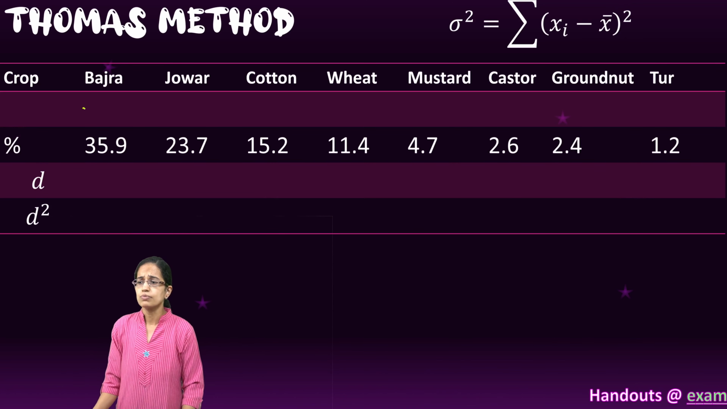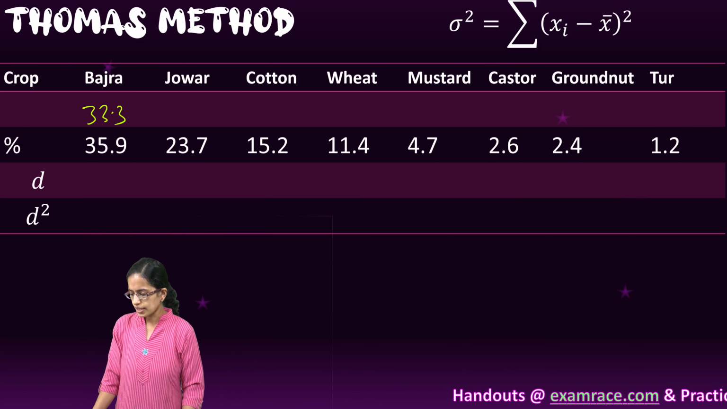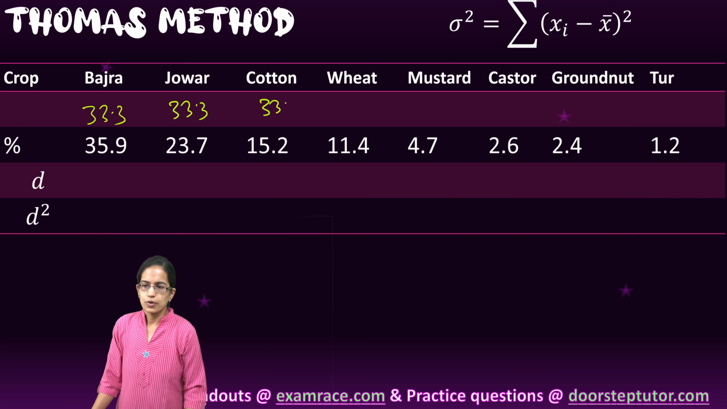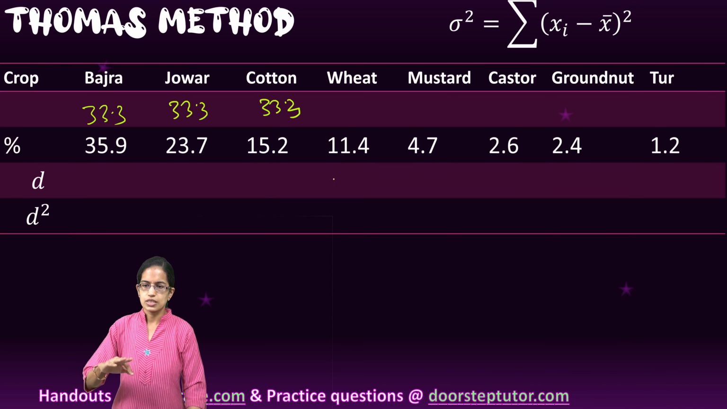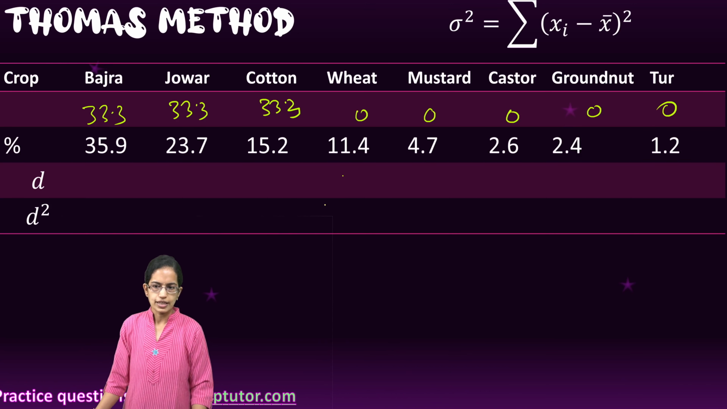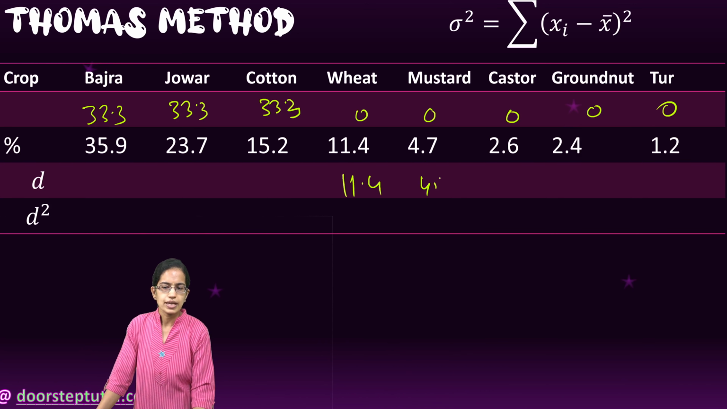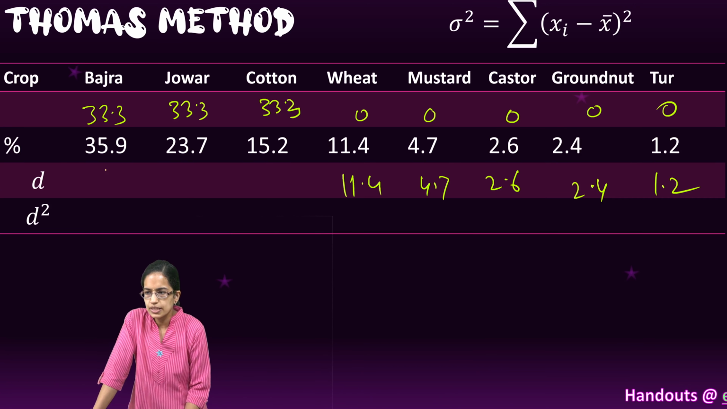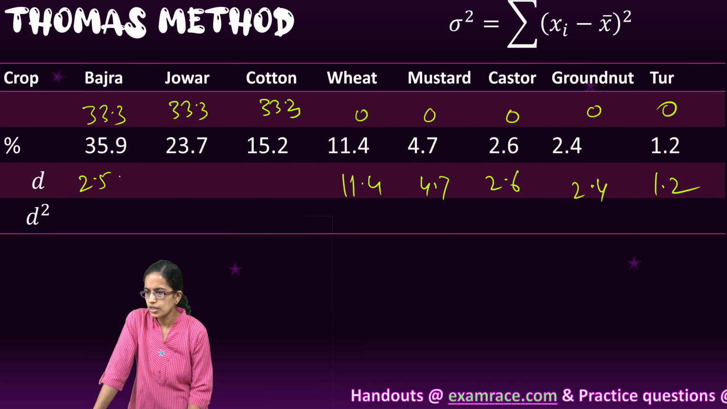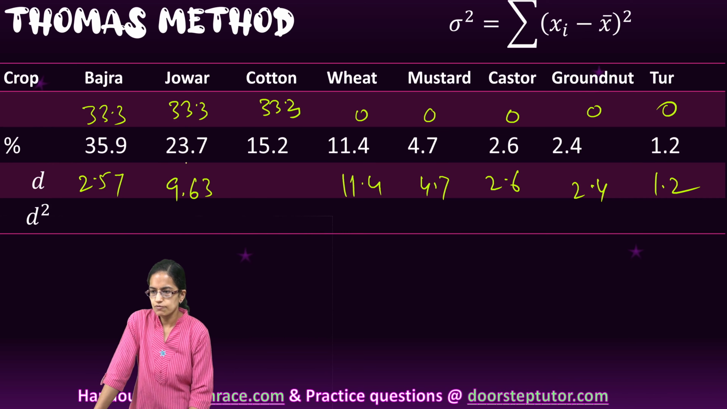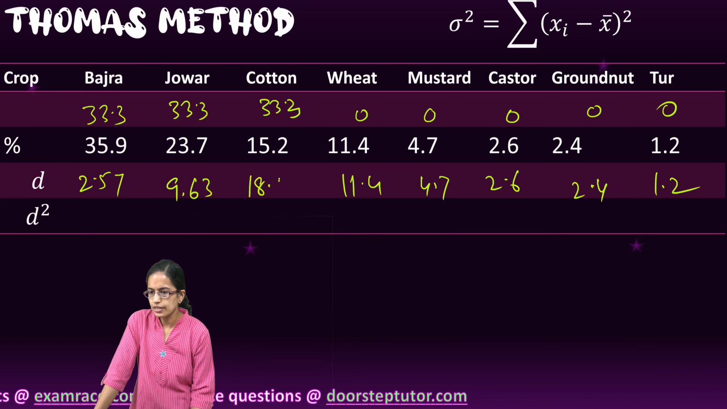For the 3 crops, my hypothetical values are 33.3, 33.3 and 33.3. So I take the difference here, and for the remaining it remains 0% of the land that was given. So the remaining would remain as it was given in the question. So I subtract them with 0, the values remain the same. For these values I take the difference, so 2.57, 9.63 is the difference between the two, and then we have 18.13.